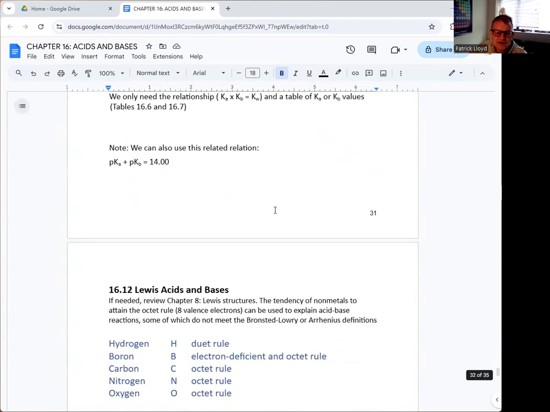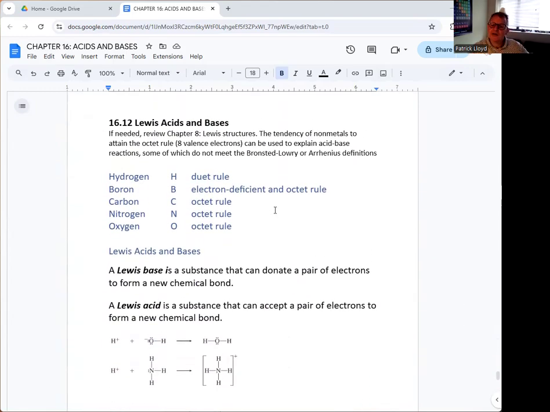And then it starts changing up a little bit. You'll do what are called Lewis acids and Lewis bases. So in Chem 11, you learned about Lewis structures. This is an extension of Lewis structures where you're doing the octet rule, that sort of thing. So you'll do a little bit of Lewis structures and connect them to acids and bases.